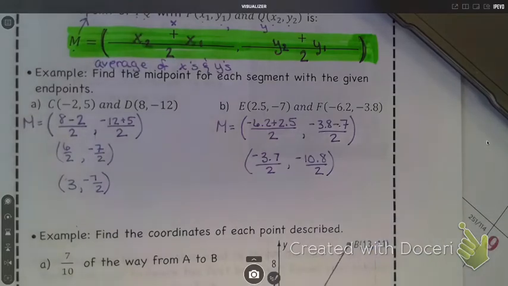Okay, I got negative 3.7 over 2 and negative 10.8 over 2. Did you guys get that? Okay. Can I leave a decimal in a fraction? No. That's like putting a fraction in a fraction, right? And we're dividing by 2. So should dividing by 2 be pretty easy?